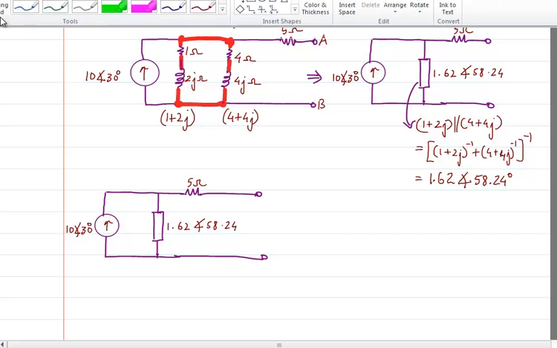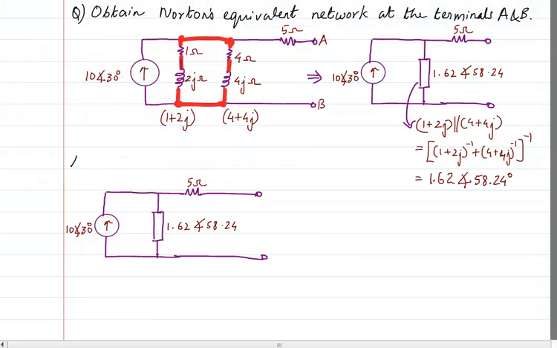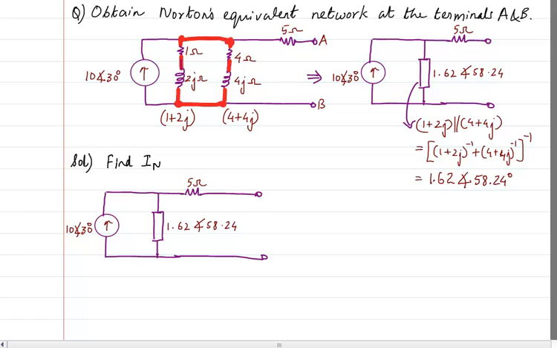So now I have redrawn the circuit. In the solution, the first step is to find IN. How do we find IN? Basically, what is IN first? IN is the current you get when you short this, and that IN is what we want to find out.